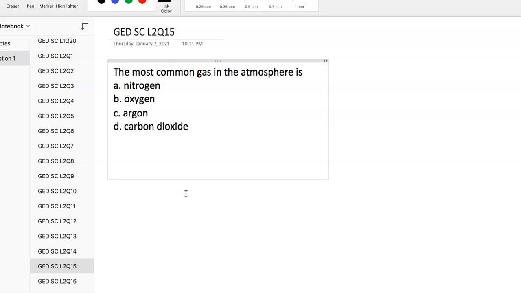Most common gas in the atmosphere, that is nitrogen, by a long shot. Nitrogen makes up 78% of the gases in the atmosphere. Oxygen is next at 21%, with argon and carbon dioxide making up less than 1% each. Okay, so that's what you would like to know. Do you need to know 78? No, right? But you would like to know that by far nitrogen is most and that oxygen is second.